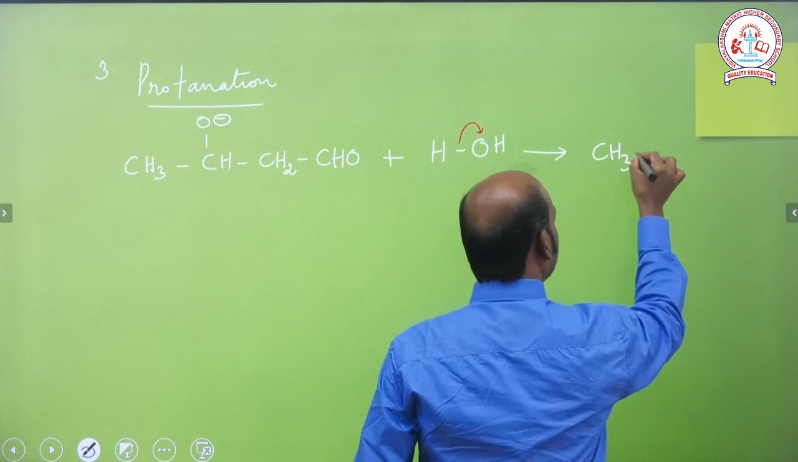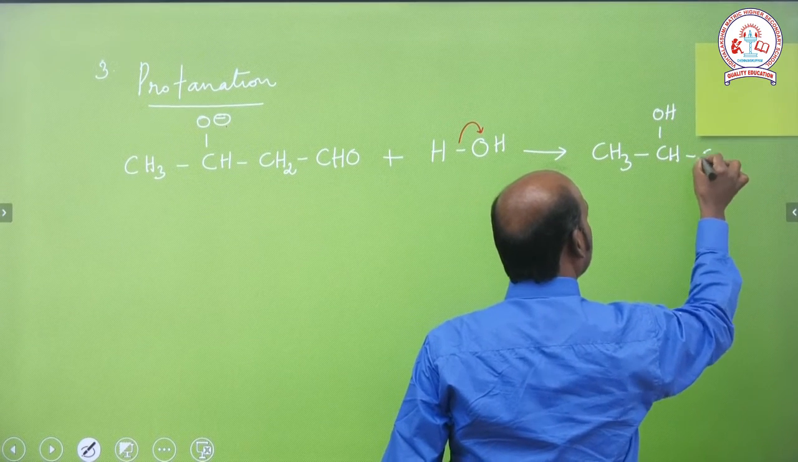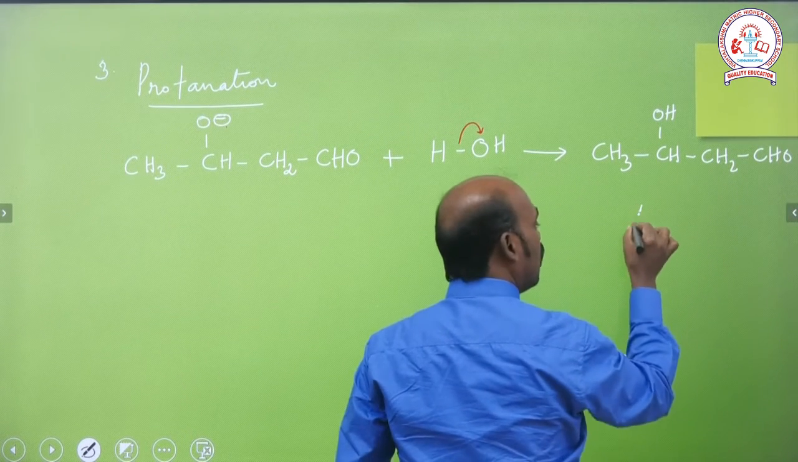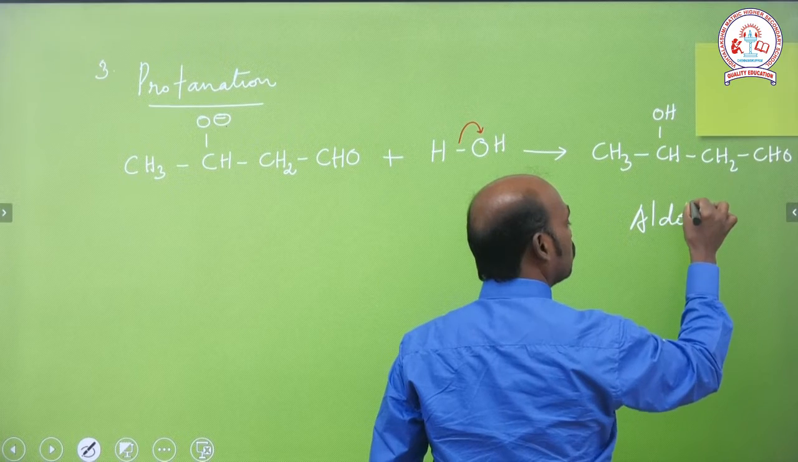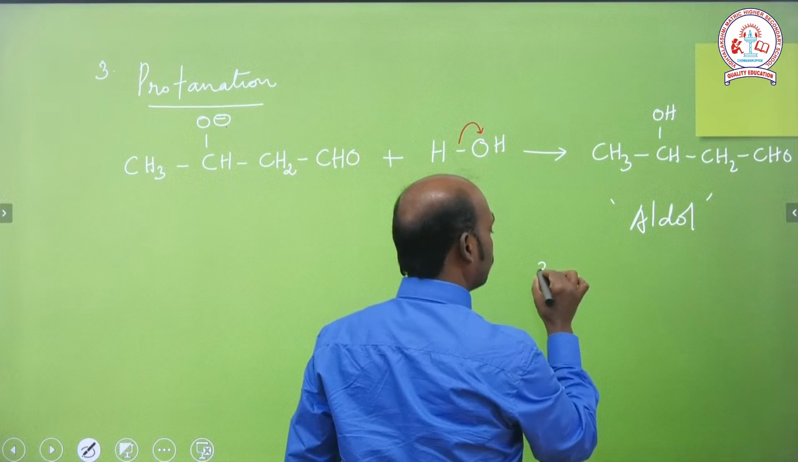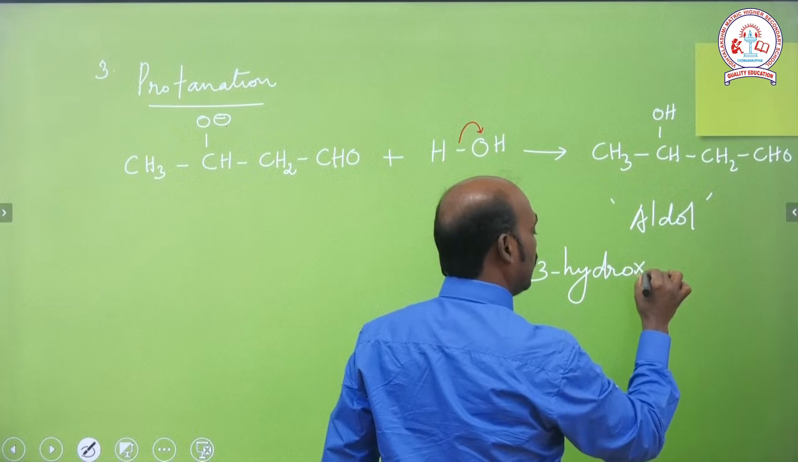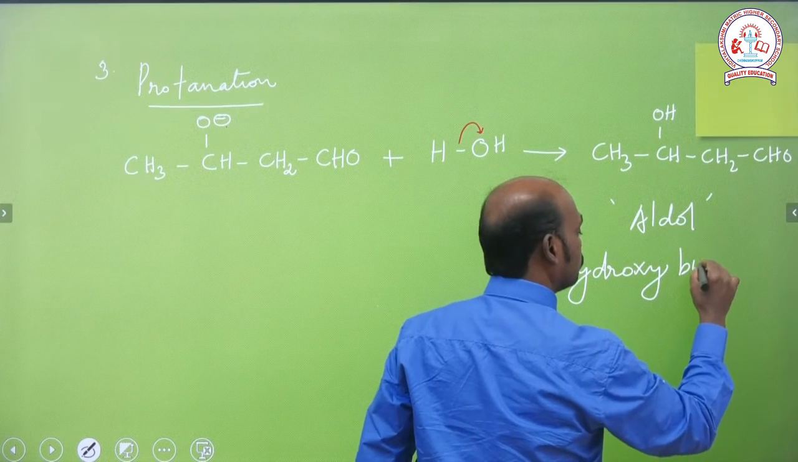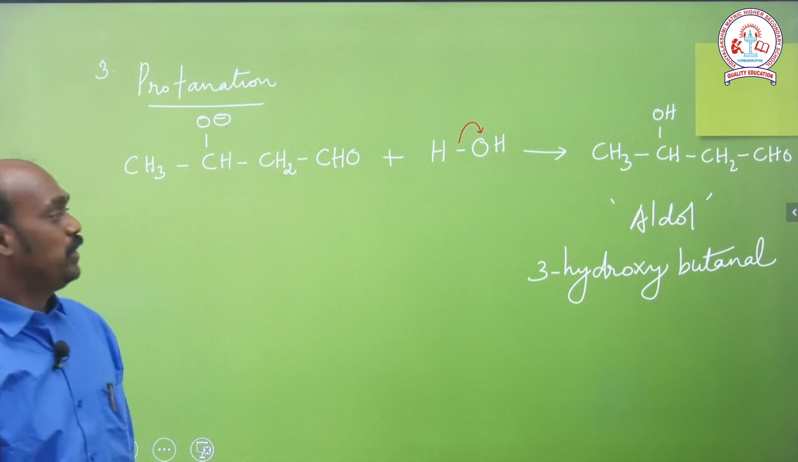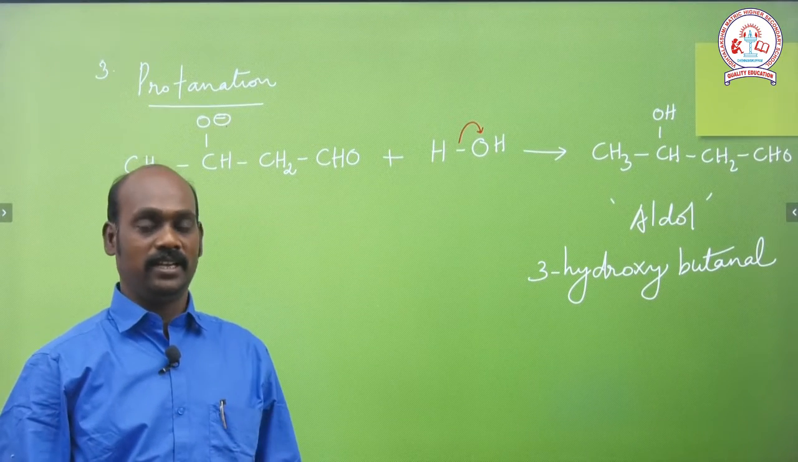CH3 COH H CH2 CHO. So, this is aldol. What is the name of the aldol? 3-hydroxy butanol. So, this is simple aldol condensation.